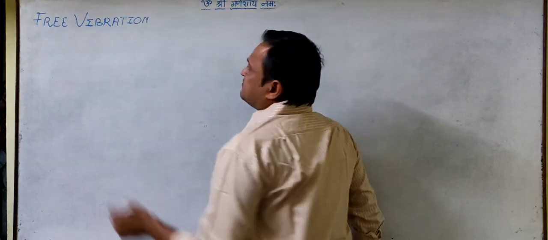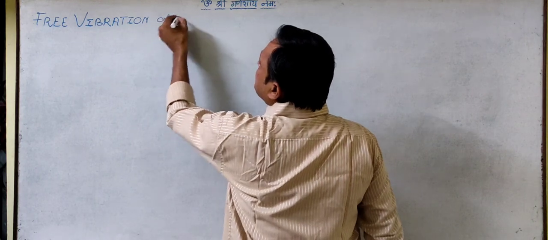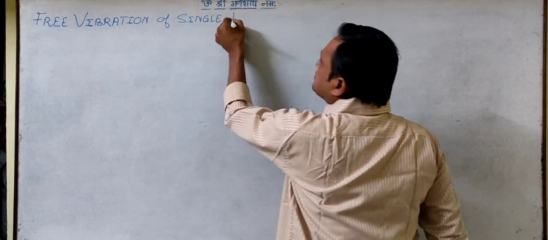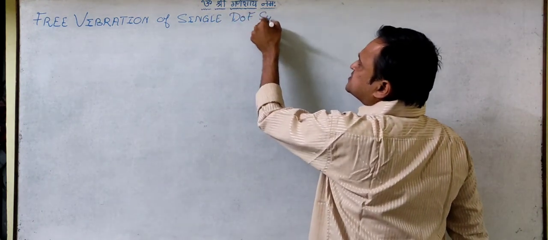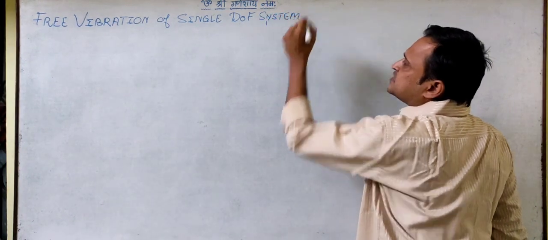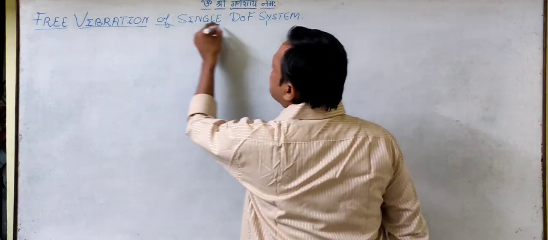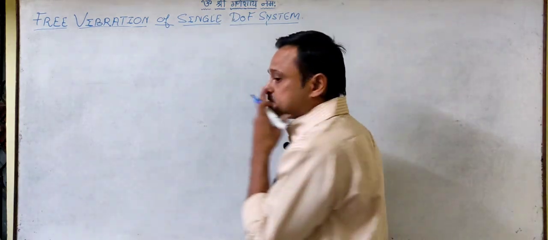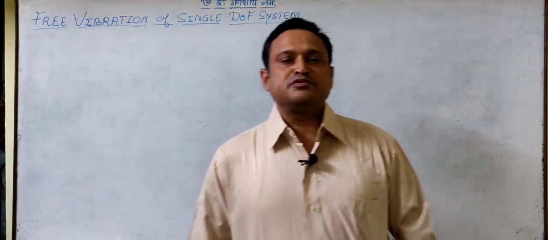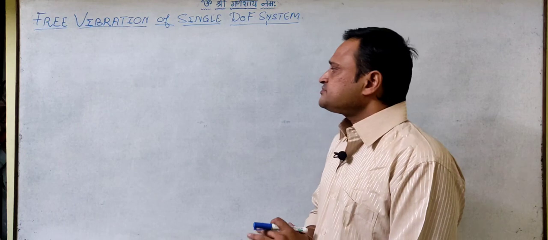Of course, without damping, I am saying free vibration of a single degree of freedom system. We'll try to understand this free vibration of a single degree of freedom system. By single degree of freedom system, we mean that only one variable is in a position to express the entire equation of motion of that system, right?